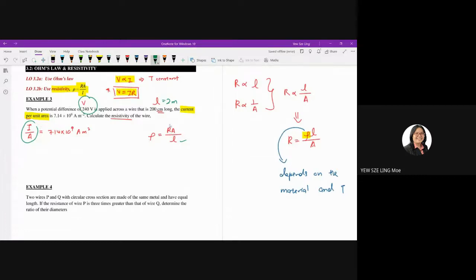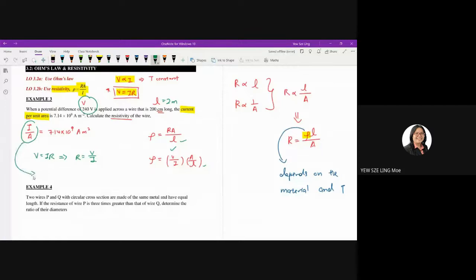You have V, you have I, and both of them are related to R. So let's see how we are going to change it. V equals IR. If you rearrange the equation, R equals V over I. So let's substitute V over I into our equation. We will then obtain rho equals V over I times A over L. Now we have L, and we have V, but we don't have A over I. What we do have is I over A. So what should we do?